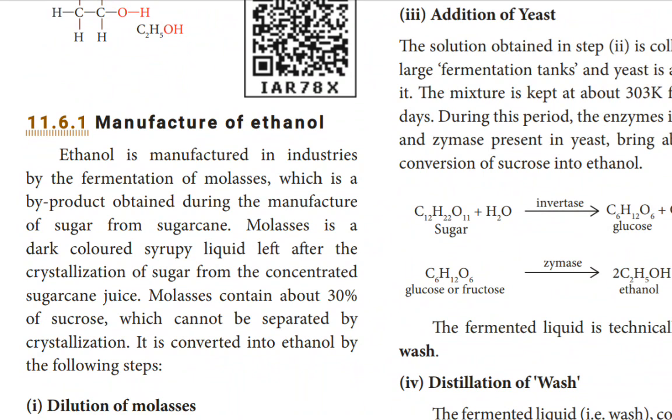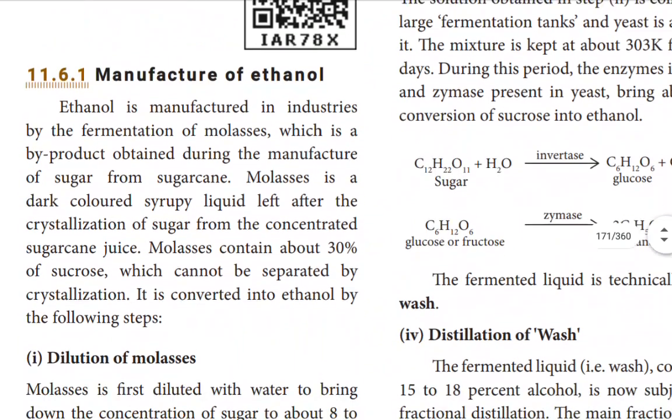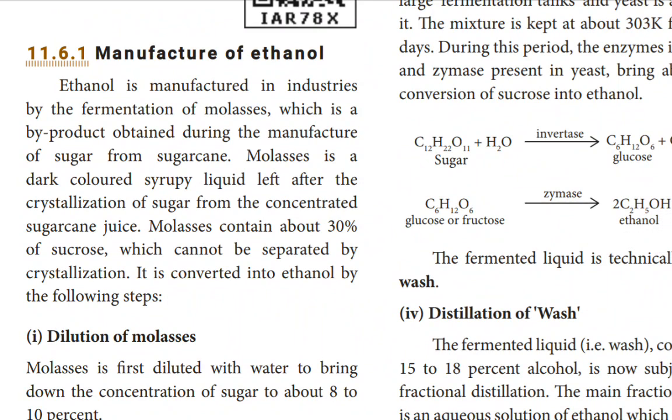See, first one, ethanol is manufactured in industries by the fermentation of molasses, which is a byproduct obtained during the manufacture of sugar from sugarcane. So you have to understand these 2-3 lines. If you have the textbook, you can open it. Go to page number 163. So ethanol is manufactured in industries using fermentation.